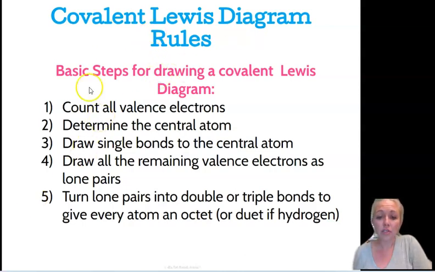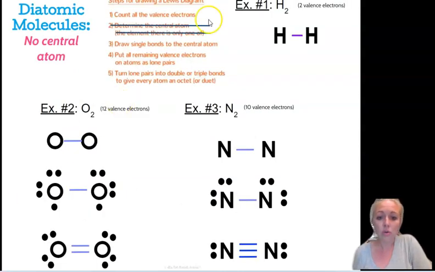One of the main things you're going to be doing is creating Lewis diagrams of different molecules. You already did an Edpuzzle practicing this a little bit. We're going to practice a little bit more together. So when you have a diatomic molecule, you don't need rule number 2 because there is no central atom. So you do start with counting your valence electrons.